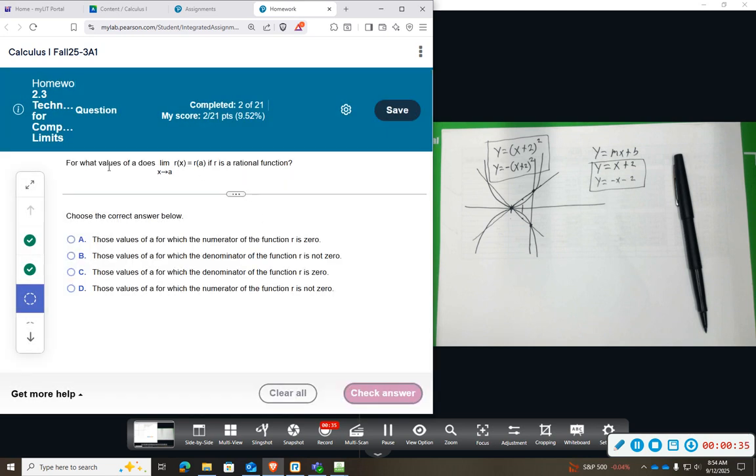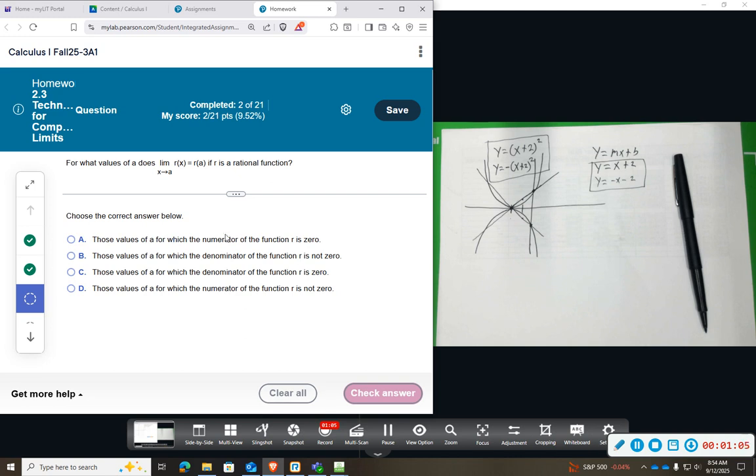All right, question number 3. We want to know for what values of a does the limit of r of x as x goes to a equal r of a, if r is a rational function. So again, this is another definition. We have a rational function and we want to know for what values this works. Since you have a rational function, you want to make sure that you do not divide by 0. And so this will work for every value of a where the denominator is not equal to 0.